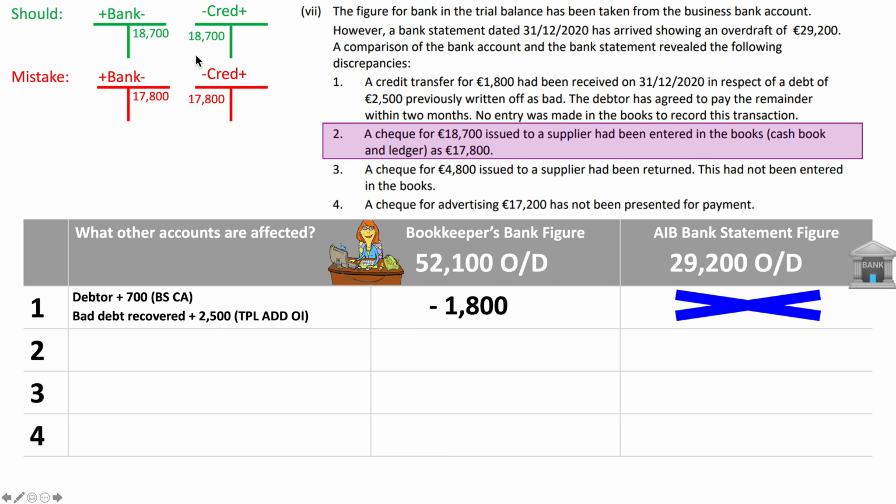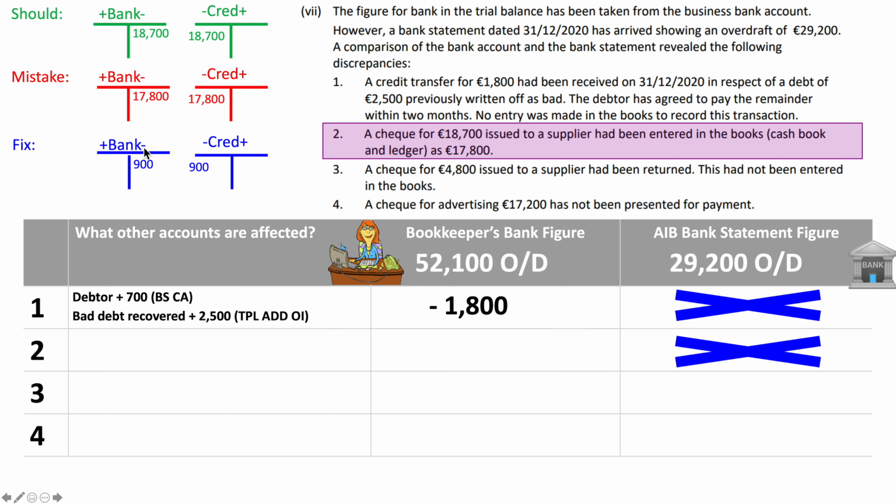But obviously, as you know, that's not enough. It should have been 18,700, but they only put in 17,800. So how do we fix that then? To fix it, we will put another 900 on the credit side of the bank, which is money coming out of the bank, and we will take another 900 away from the creditor. So it's not going to affect the bank. The bank's never going to know that this bookkeeper made a mistake in her accounts, nor will they care. But the bookkeeper needs to adjust these two accounts, the bank and the creditor.